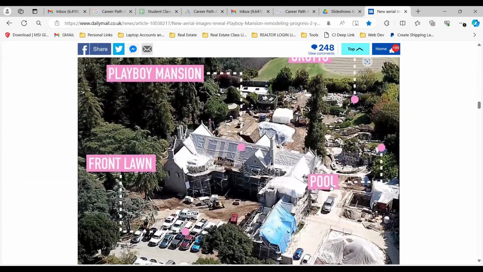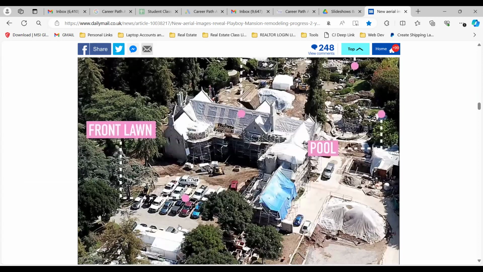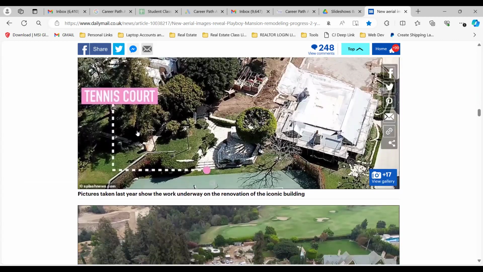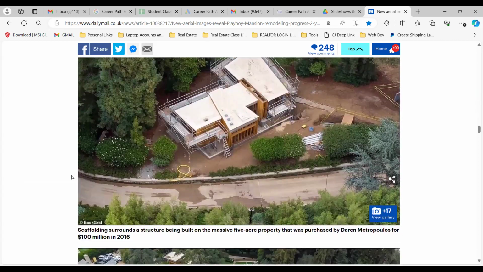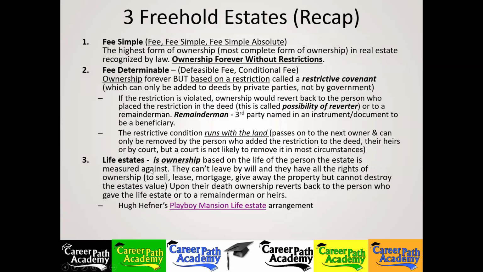Grotto is back there, pool over here, front lawn, tennis courts. Everything needed a makeover. All right, so there's a real life example of a life estate and when it would be used in those types of situations. Now, there's a little bit of a spin to the life estate as well.